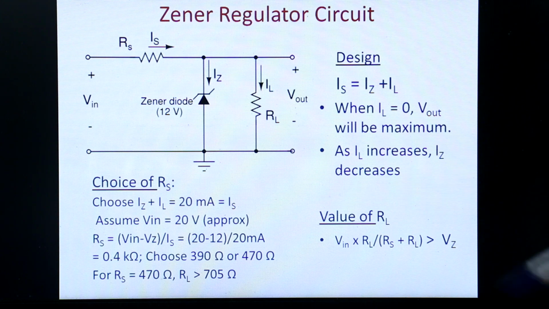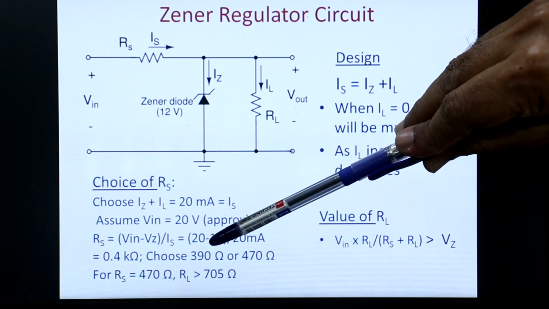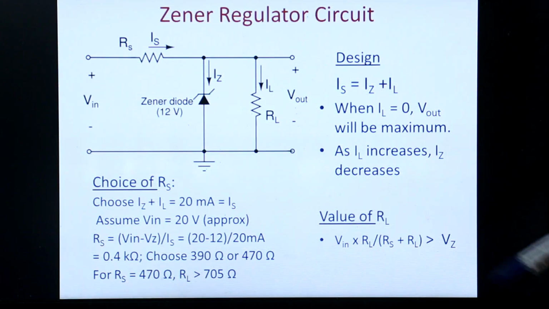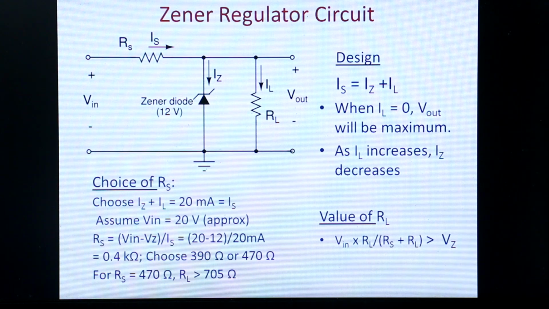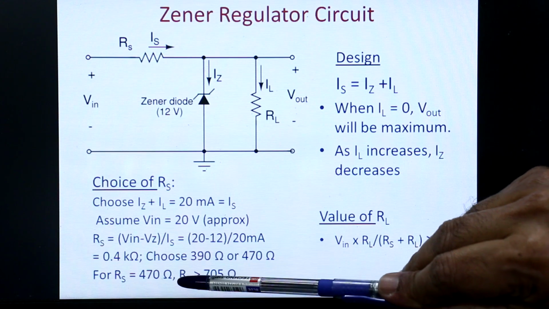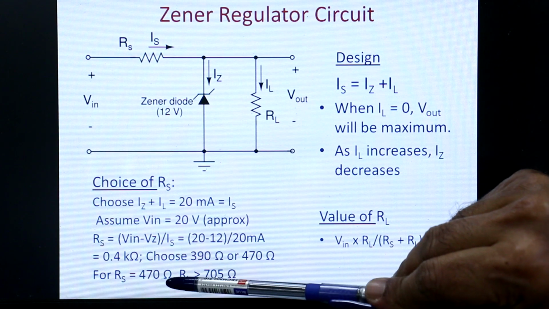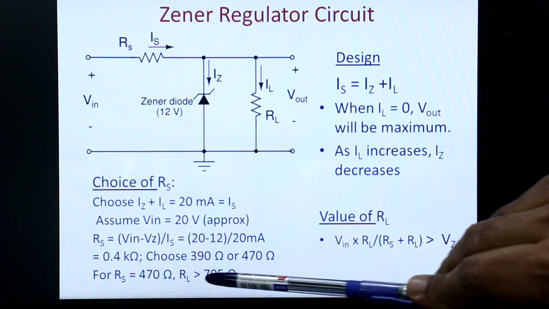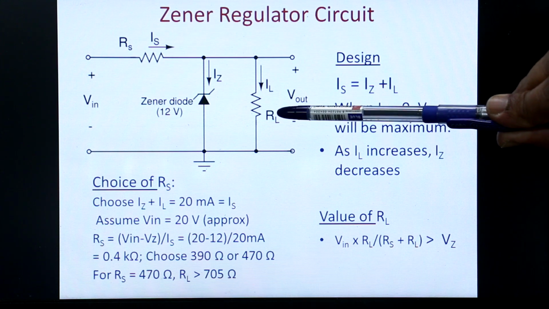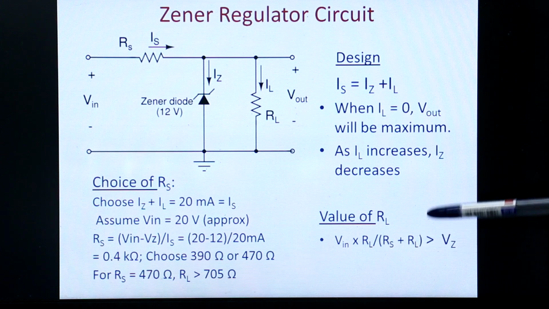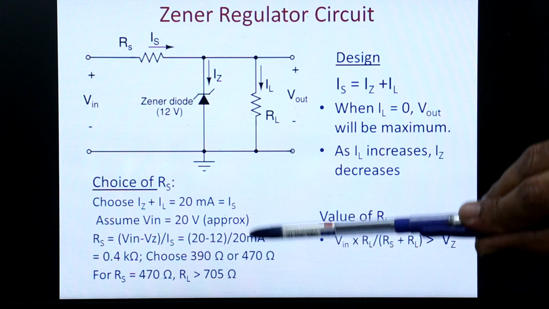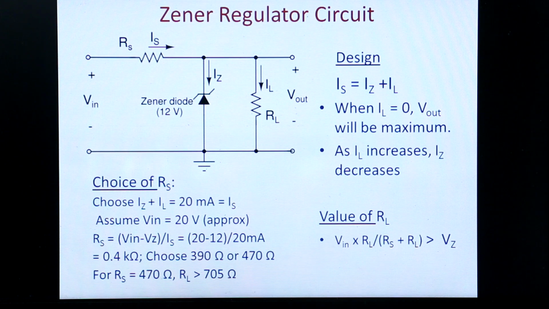We don't have a 400 ohm resistance, so you need to choose either a 390 ohm or a 470 ohm. You may know that all values are not available, but these are standard values. So in this particular design, I have chosen RS to be 470 ohms. The moment I choose RS as 470 ohms, there is a limit on how low RL can be. If you apply the previous equation, you would see that RL happens to be 705 ohms. We will see this in our design.